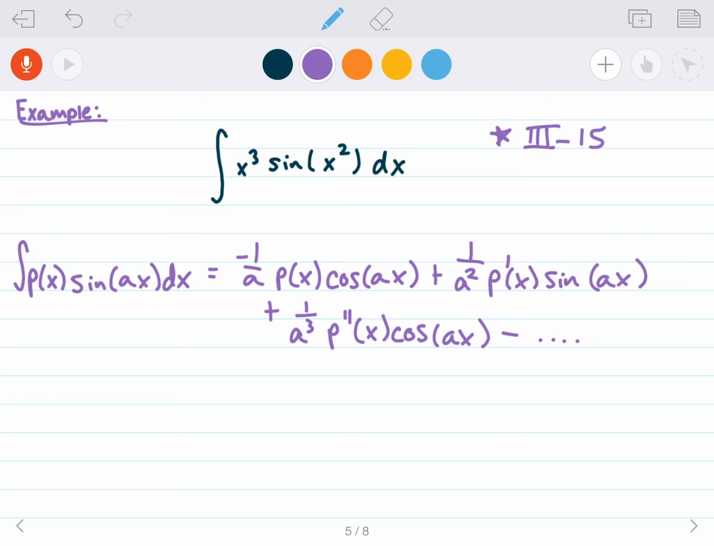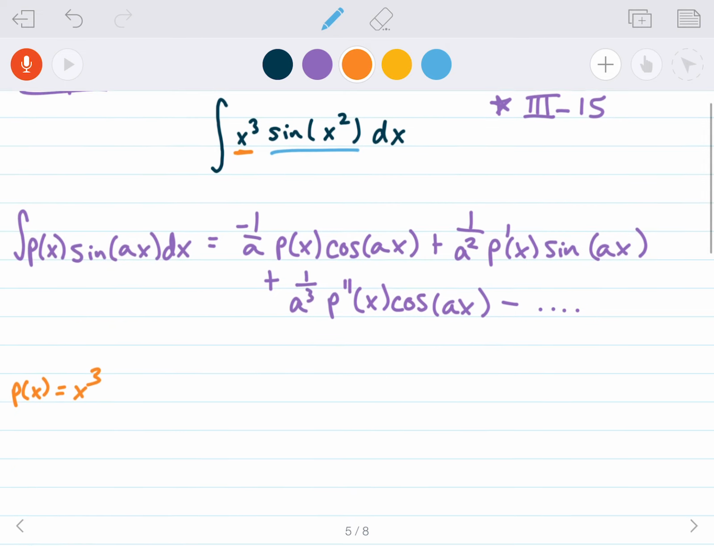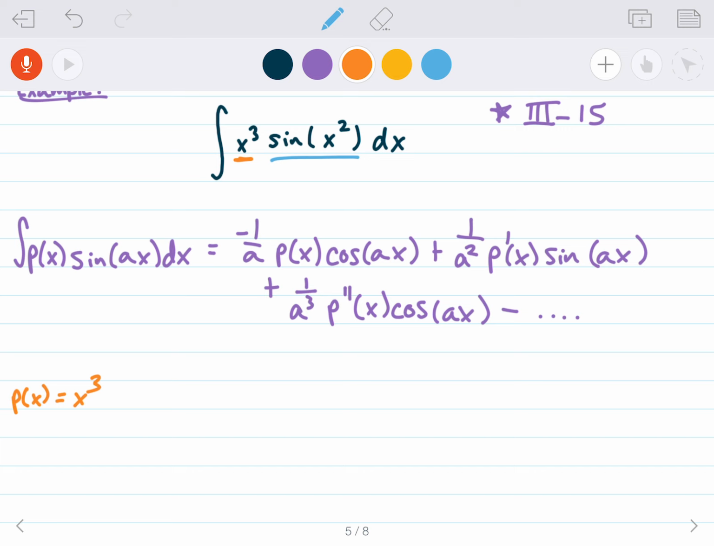So in this case, what do we have? We have a polynomial times a sine function. So p of x is going to equal x to the third. And we need to make a substitution because what the formula tells us is the sine of ax, where a is a number. But we don't have that. We have the sine of x squared. So we need to do a variable substitution here, and say let w equal x squared.